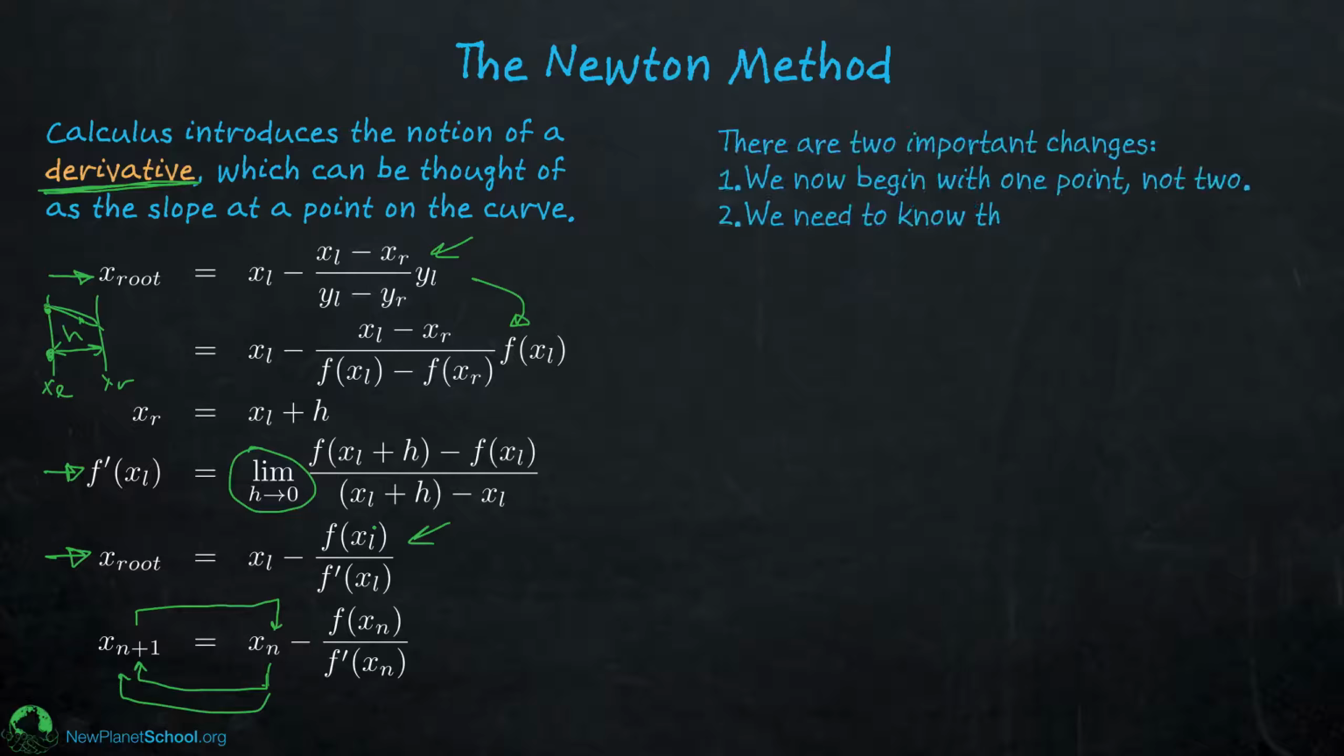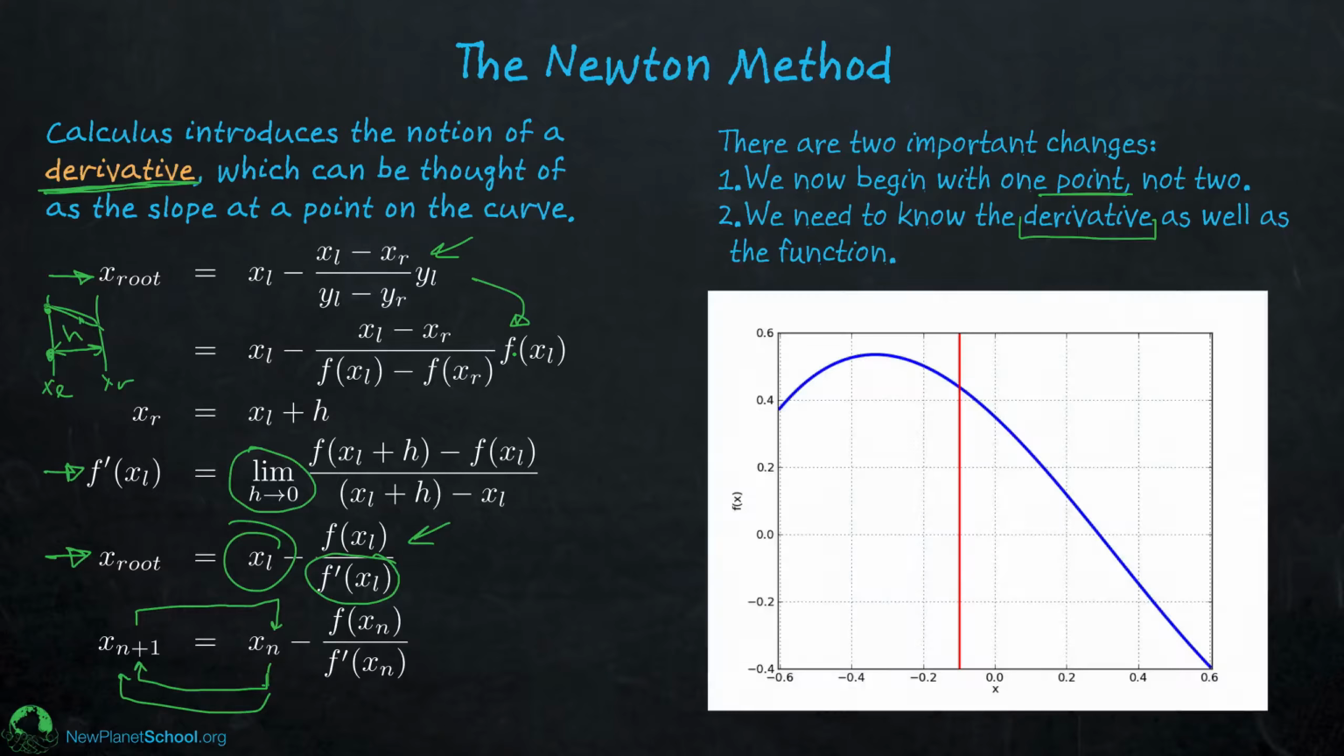Now what's amazing about this method is it has two different features. One is it begins with 1 point, not 2. I only need to provide the value on the left side of the interval. But I also need to know the derivative of the function as well. So I need to be able to evaluate this derivative. And that's where calculus comes in. Now, let's see just how that works.